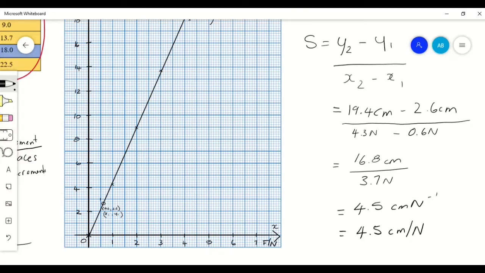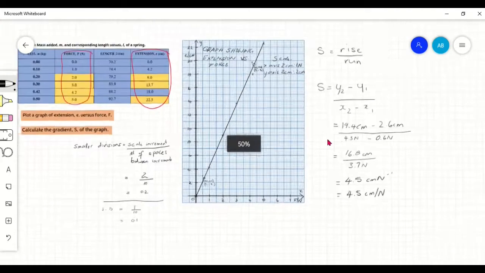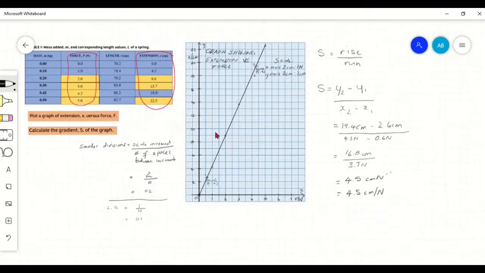Works just the same. So we have gone now and completed our graph. We completed our table, we plotted our graph, and we calculated the gradient of the graph. That now puts a wrap on the activities for this video.